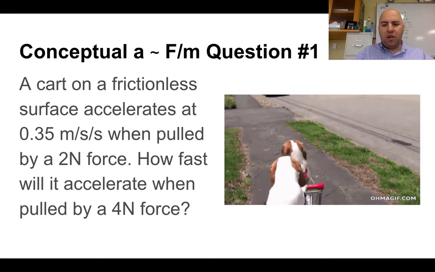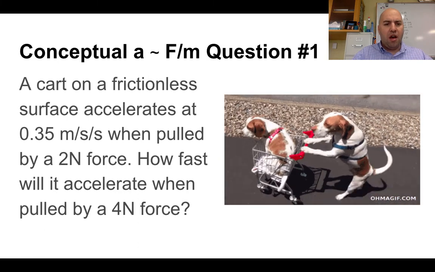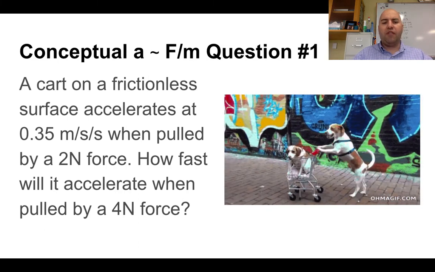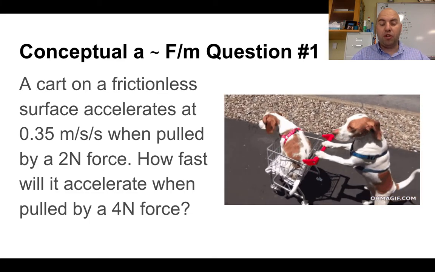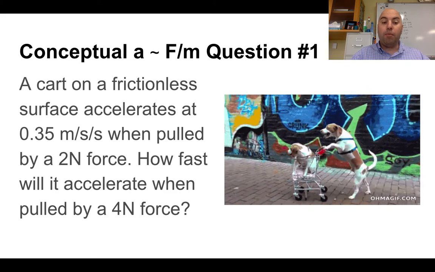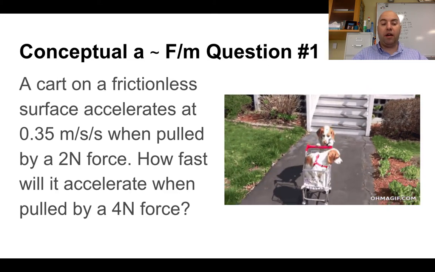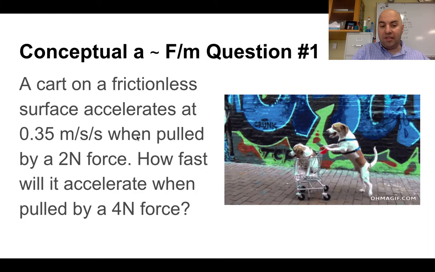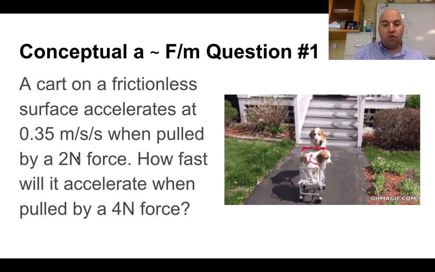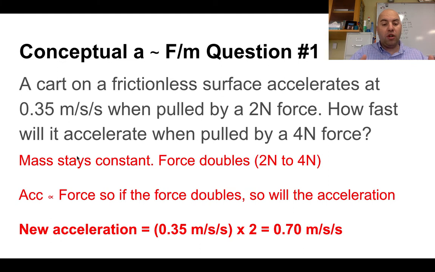Let's take a look at those and do a few little conceptual questions. If I have a cart on a frictionless surface, we'll just pretend that that's how it is, and it's accelerating at 0.35 meters per second every second, and I'm pulling it with 2 newtons of force, how fast is it going to accelerate when it's pulled with 4 newtons of force? Well, in this case, we have the mass staying the same, and then we have acceleration and force. Because force and acceleration are directly proportional, if the force increases, so does the acceleration. So if the force doubles, the acceleration is going to double.